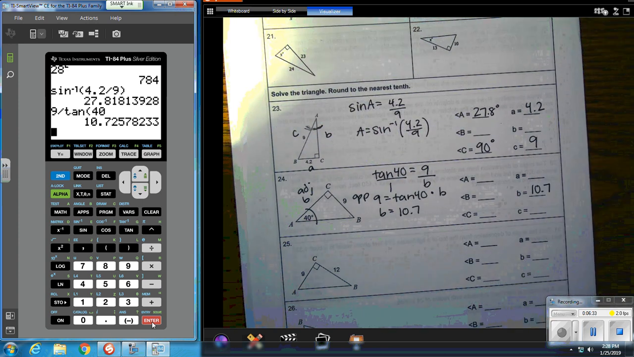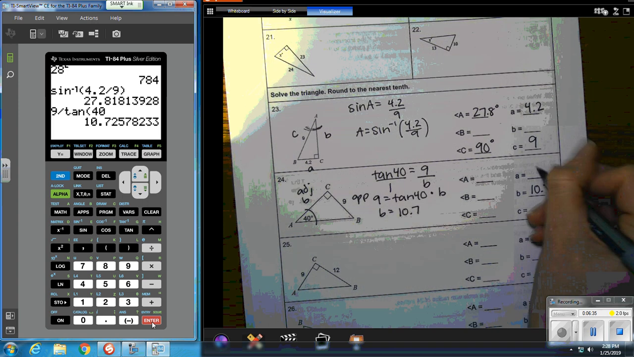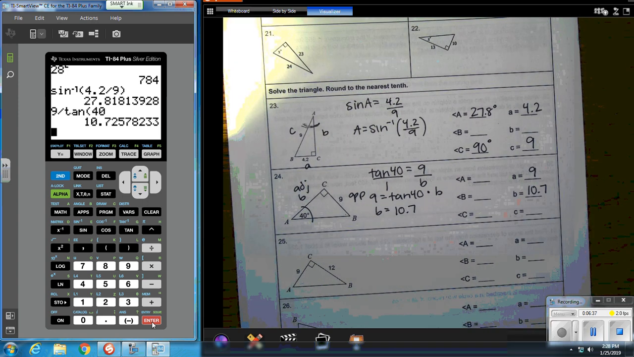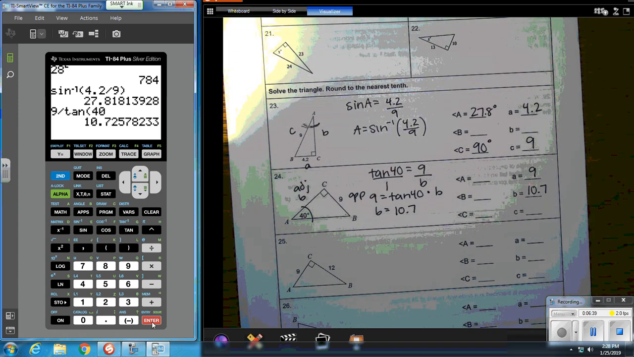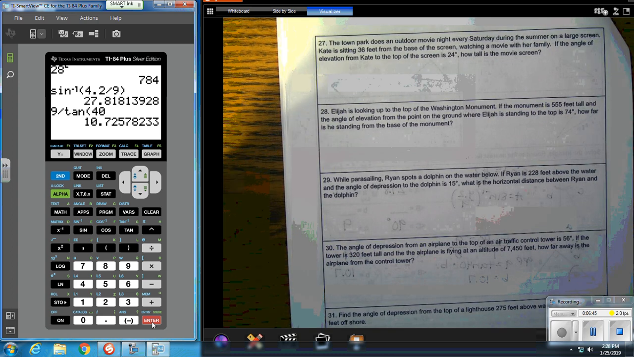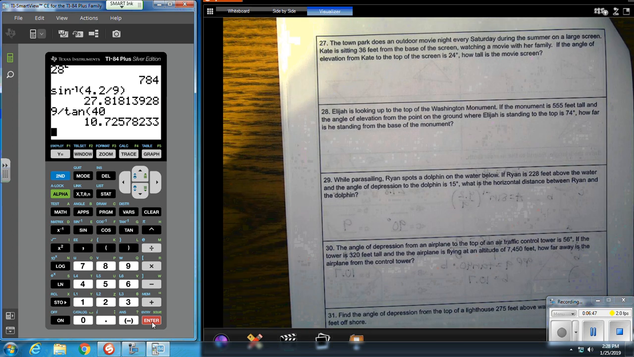Then, to find your third side, you can either do Pythagorean theorem or a second set of trig. Whatever you want to do is up to you. On these next ones, it is the same process. You're still finding missing sides, but you have to make sure that you can set up your picture.